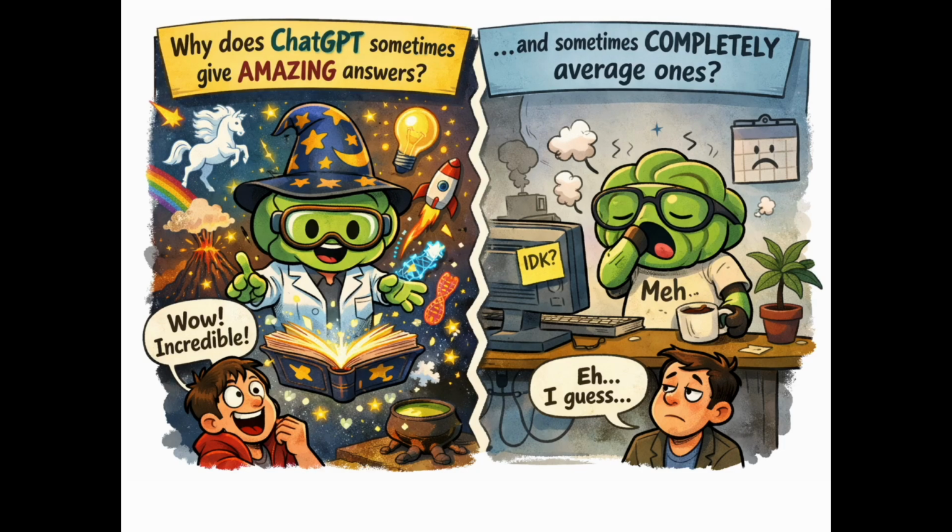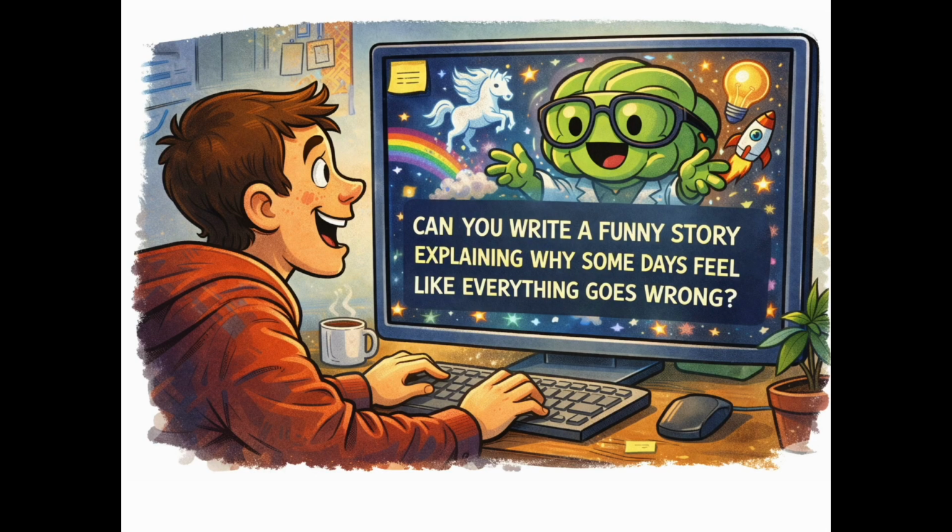Let me start with something you have probably experienced. You ask ChatGPT a question, and sometimes the answer is incredible, structured, thoughtful, and exactly what you needed. Then you ask another question, and the response feels vague or average. This inconsistency is confusing. And the reason is not the AI, it's the prompt you gave it.